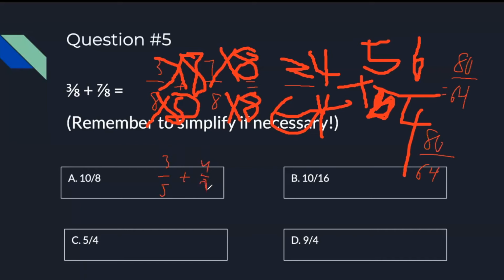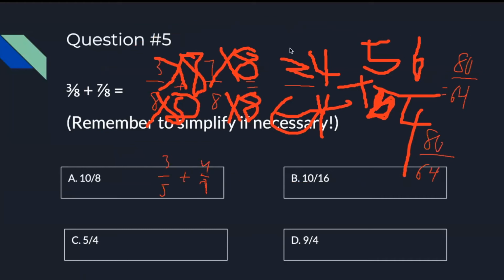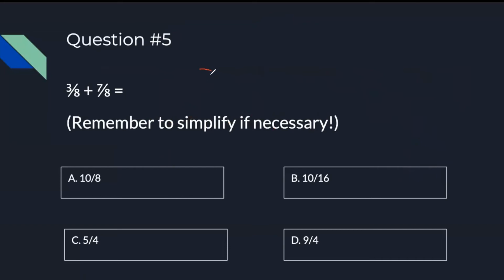In this case, we have to use this method because the denominators are not equal. But remember, you're just making yourself do extra work, right? I mean, this will still give you the right answer, but it's extra work. In this case, because the denominators are equal already, we can just add straight across. Does that make sense? We can just get 10 over 8 right away without doing all the extra work.